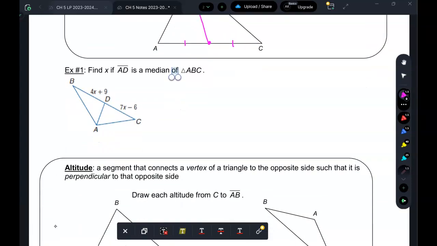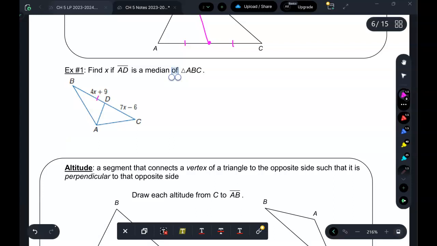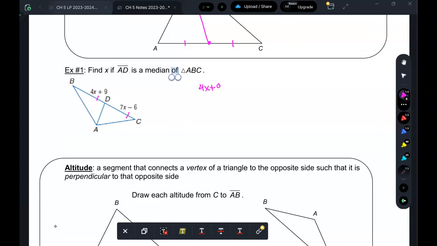Okay, let's hold on to our rulers. Let's find the value of x if AD is a median. Well, if it's a median, then D has to be a midpoint, so 4x plus 9 equals 7x minus 6. Yes, we're going to make these two equal. So we get 3x equals 15. x equals 5. Good. And it didn't ask for anything else other than the value of x.